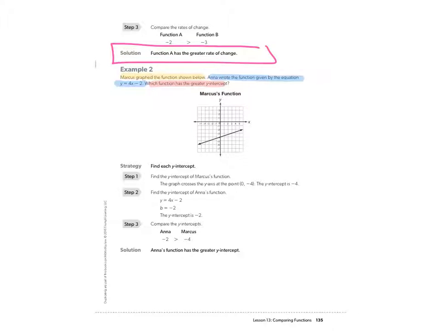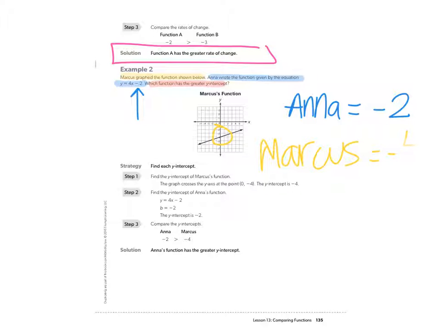Let's start with Anna. Her y-intercept equals -2, and I have that right here from her equation. Then when we look for Marcus, Marcus's is right here on the graph. Marcus is down at -4. So as you can read here in the answer, Anna's function has a greater y-intercept, because when we think about value, -2 is greater than -4, so Anna has a greater y-intercept.